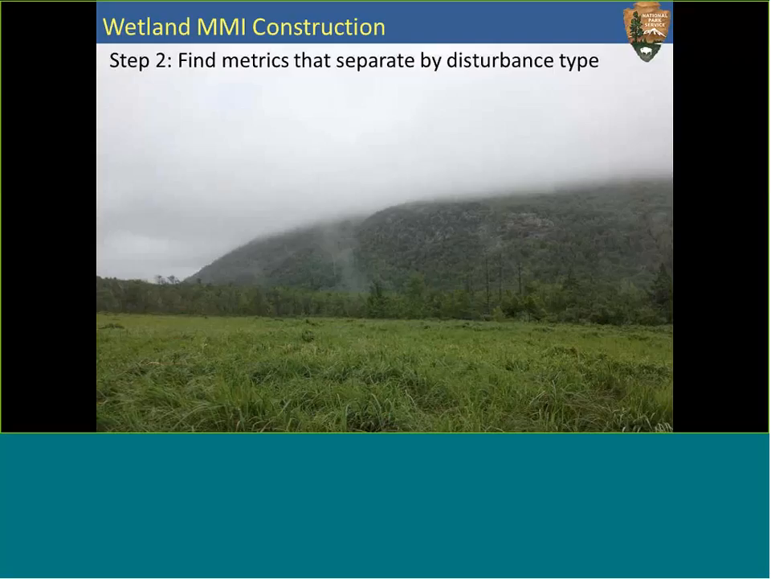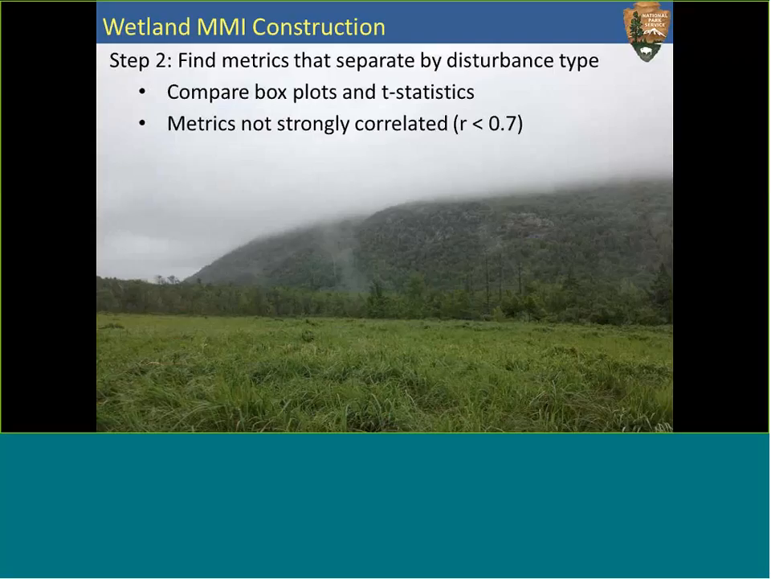Okay, so the next step after you determine most disturbed and reference sites is to find metrics that separate by disturbance type. So we compared box plots and key statistics, and again, this is all in Stoddard et al.